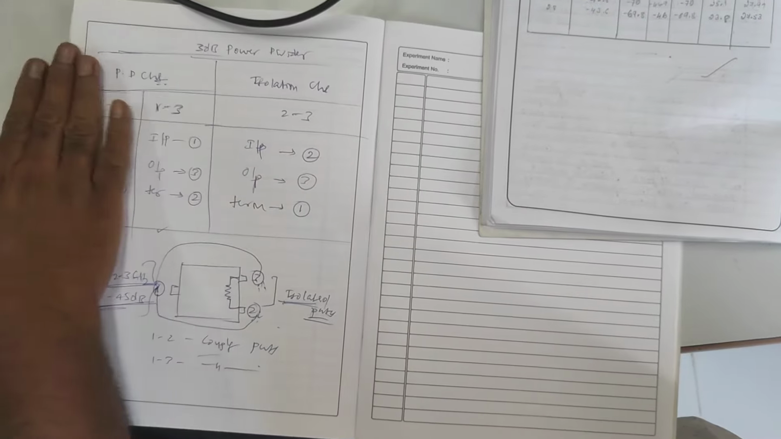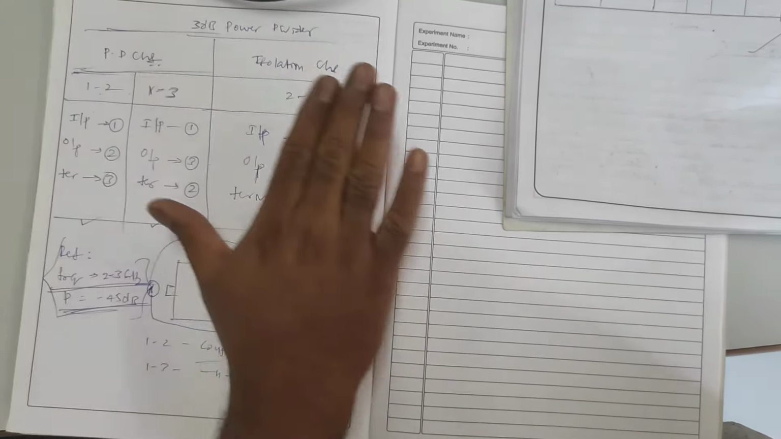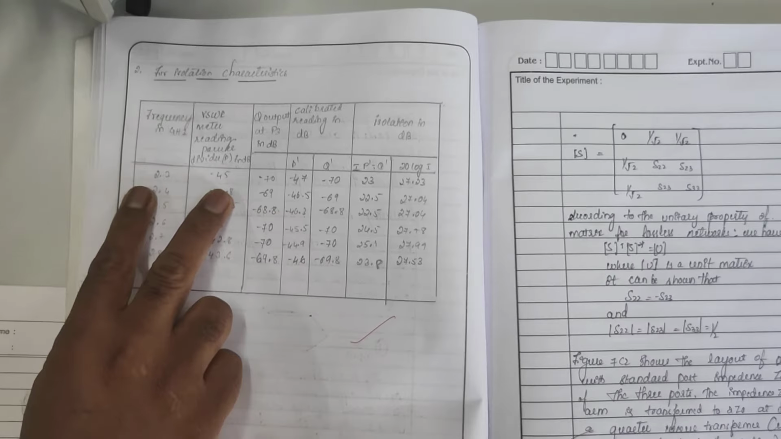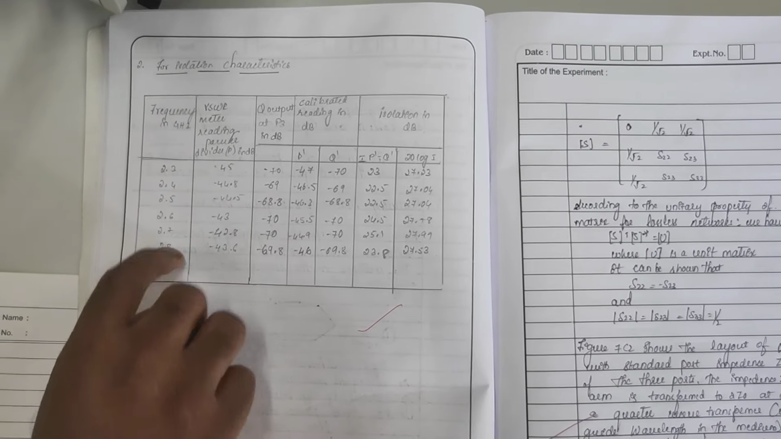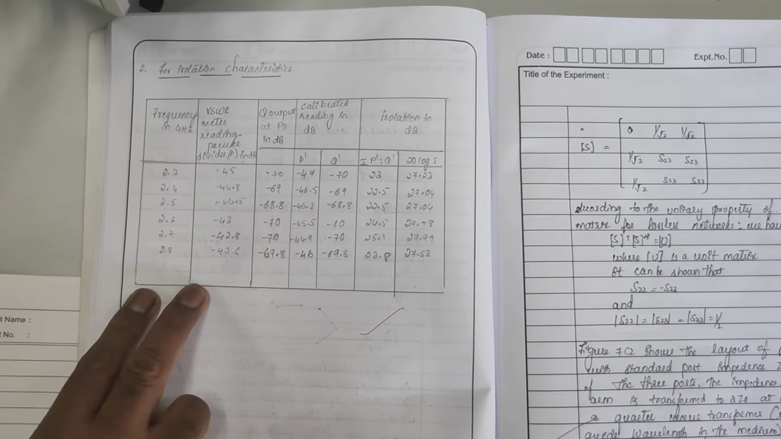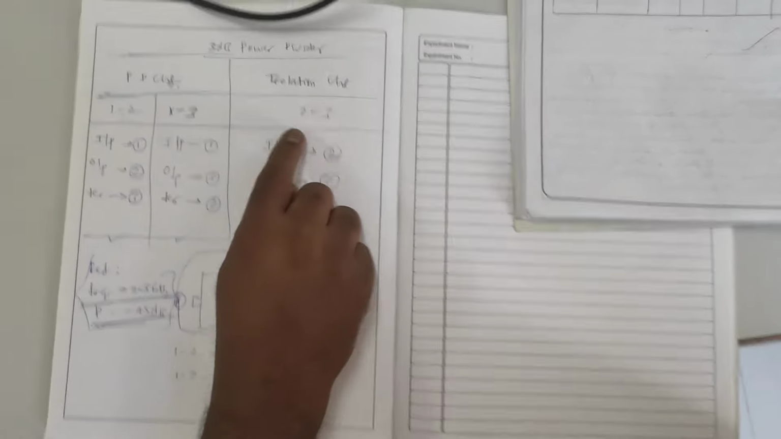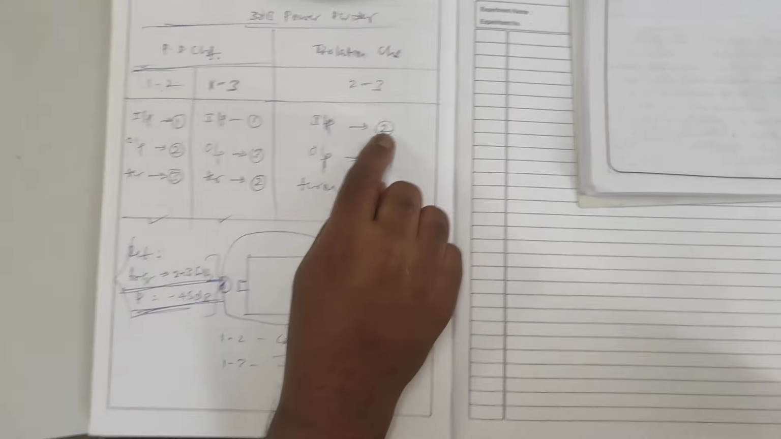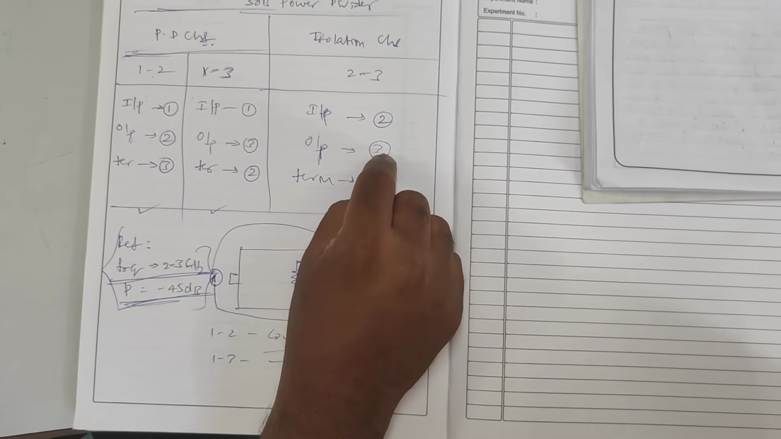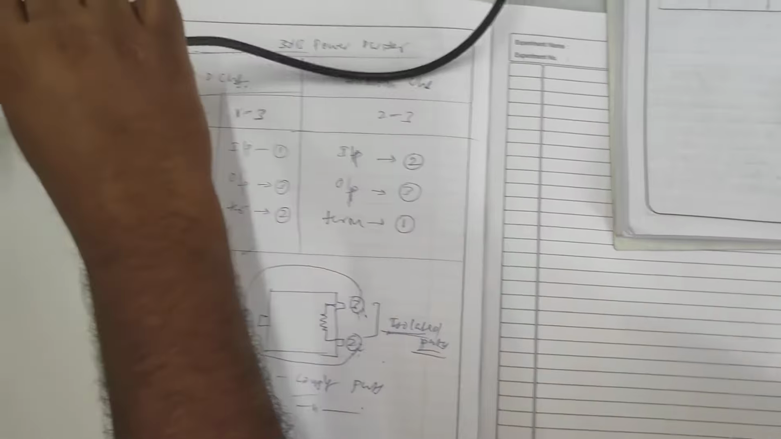Now we have completed power division characteristics. Now we have to go for the isolation characteristic, the second tabulation. In the second tabulation, the first and second columns are the same, 2.3 to 2.8, initial reading is minus 45. Only thing is we have to take one reading at port 3. So how it is, I will show you. For isolation characteristics, input you have to give to port 2, take output across port 3, terminate port 1. Now I will show you.